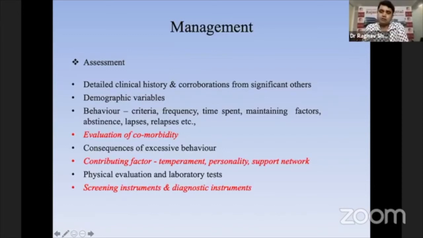So all these need to be assessed, and all of them become endpoints of treatment. So progress of an adolescent in this treatment cannot be assessed just by not using these things, but by the degree to which he uses these things. Then evaluation of comorbidities, this we'll discuss in detail later. Consequences of these excessive behaviors, contributing factors like temperament, personality, support systems. Some physical and laboratory tests are also there, although not many. And then screening and diagnostic instruments. A basic preliminary knowledge of these is required at primary levels so that appropriate intervention can be done.